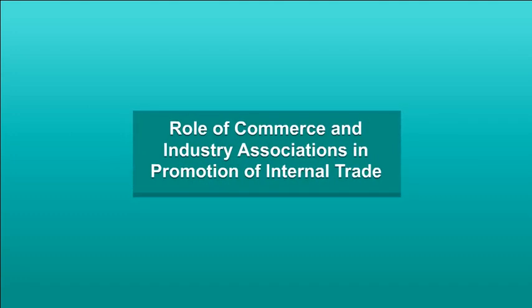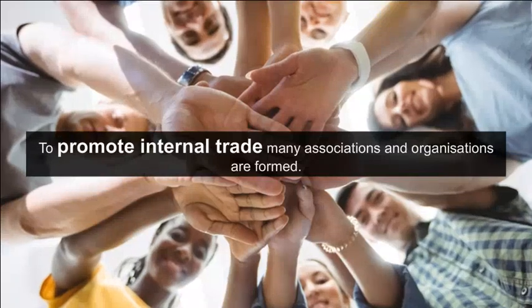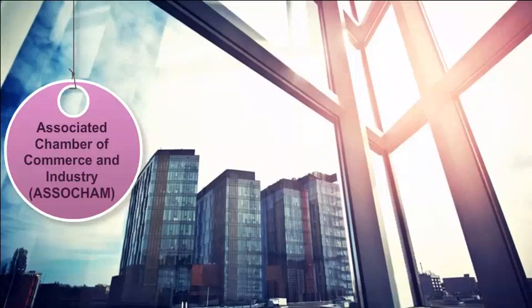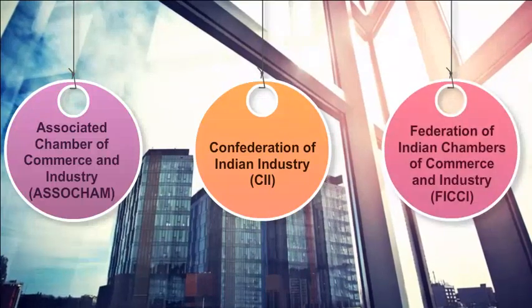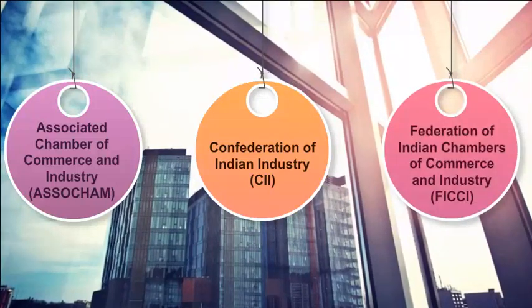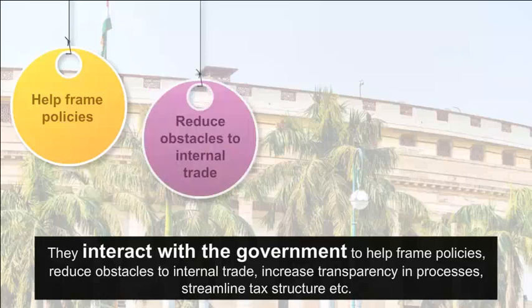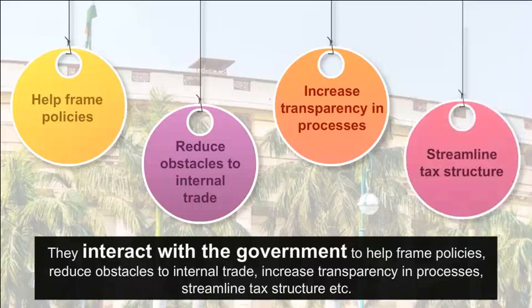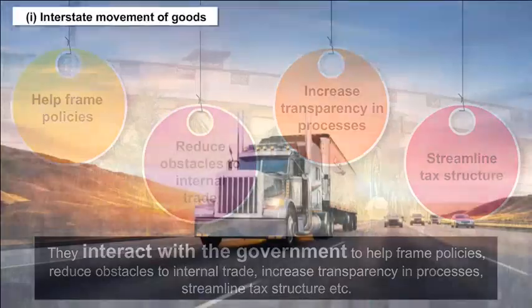Role of commerce and industry associations in promotion of internal trade. To promote internal trade, many associations and organizations are formed. Associated Chamber of Commerce and Industry, ASSOCHAM, Confederation of Indian Industry, CII, and Federation of Indian Chambers of Commerce and Industry, FICCI, are some of them. They interact with the government to help frame policies, reduce obstacles to internal trade, increase transparency in processes, streamline tax structure, etc.